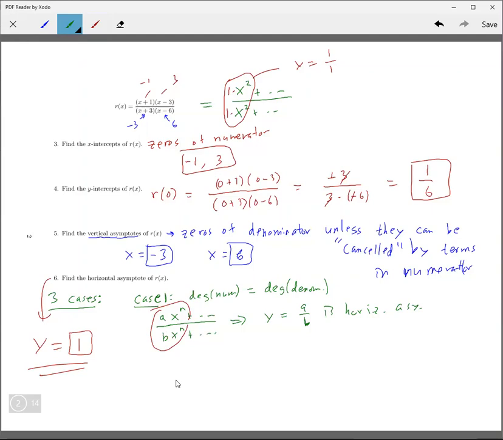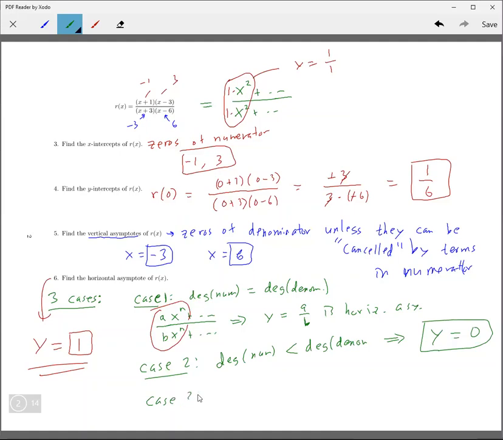Now let me run through the other two cases. The case 2. This is where the degree of the numerator is less than the degree of the denominator. And in that case, y equals 0 will be the horizontal asymptote. So you have a lower degree term up here. So instead of an x squared, let's say you just had an x. Okay, so then instead of 2 terms here, you only had 1 term. Then y equals 0 would be the horizontal asymptote.